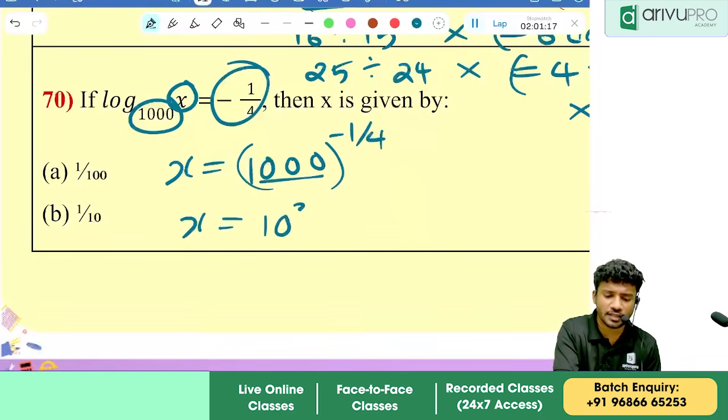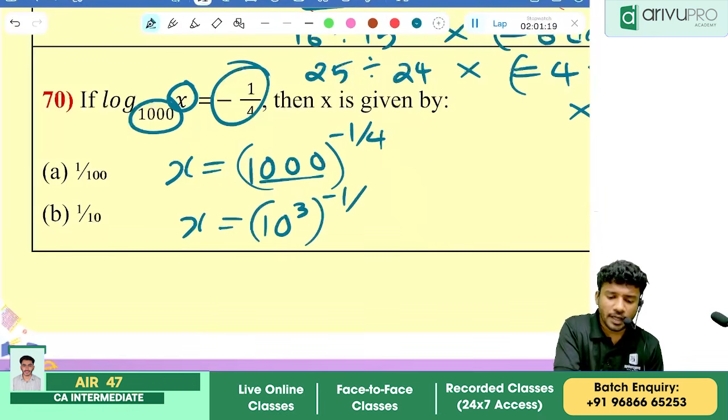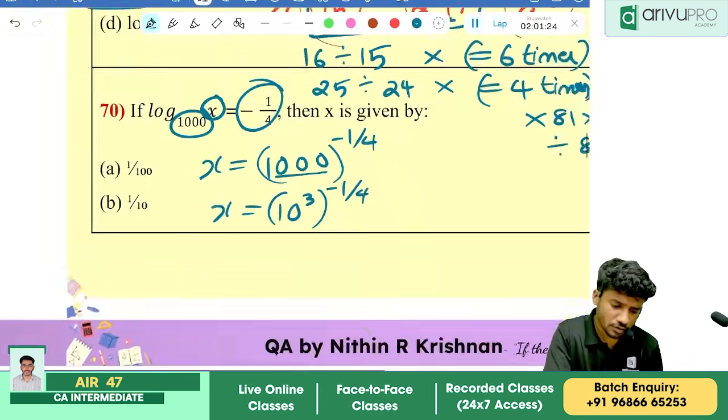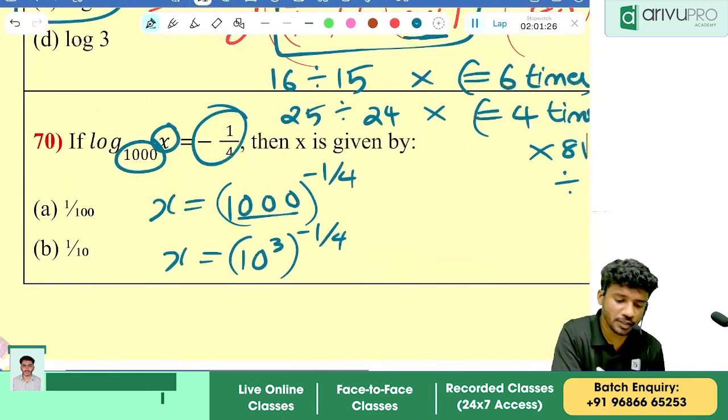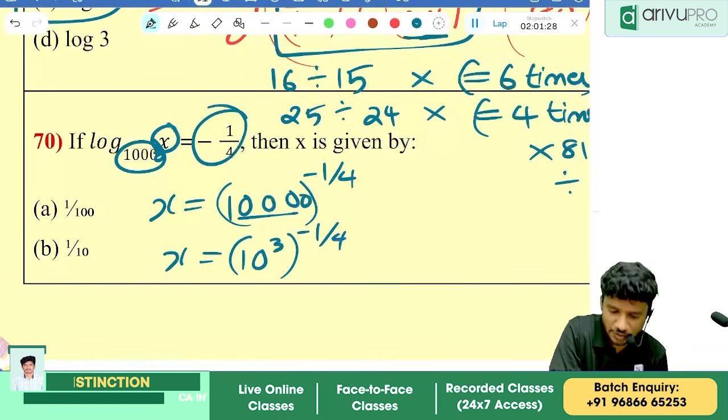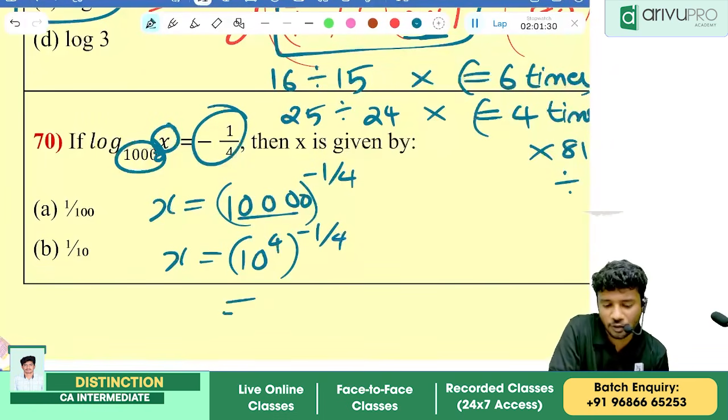People, x is equal to 1000. Can I write it as 10 raised to 3, the whole power minus 1 by 4? Okay, accordingly get me the answer. Is it 1000 or 10,000? It actually should be 10,000, I guess. It should be 10,000. Question is wrong. Sorry for that. Answer is how much then, people?